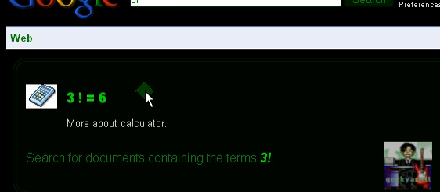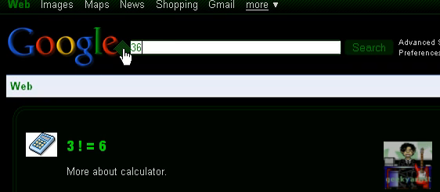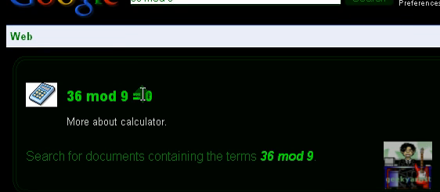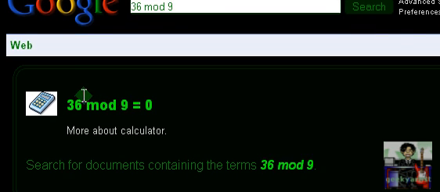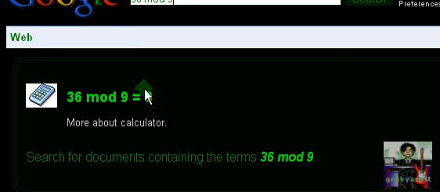So another operation you could do with Google is called modulo. For those who don't know, modulo basically tells you if a number is divisible by a number. Let's say you want to know if 36 is divisible by 9. So 36, then mod, short for modulo, then 9. And it should be 0 because 36 is indeed divisible by 9. Mod basically returns the remainder when you divide these two numbers. So 36 divided by 9 is 4, remainder 0.